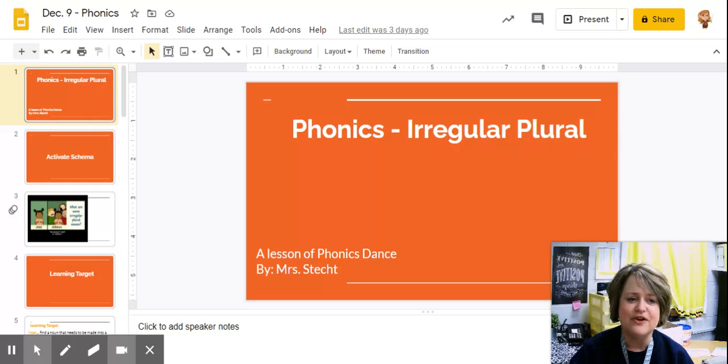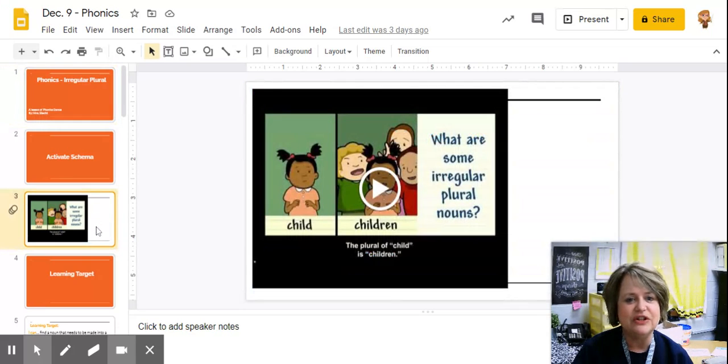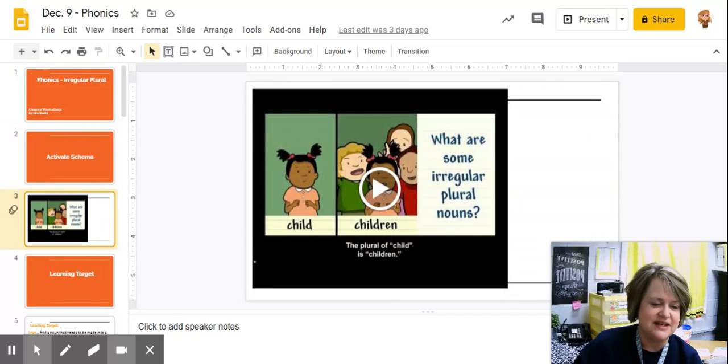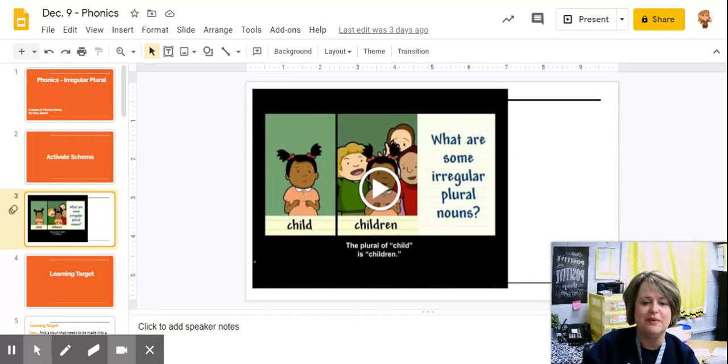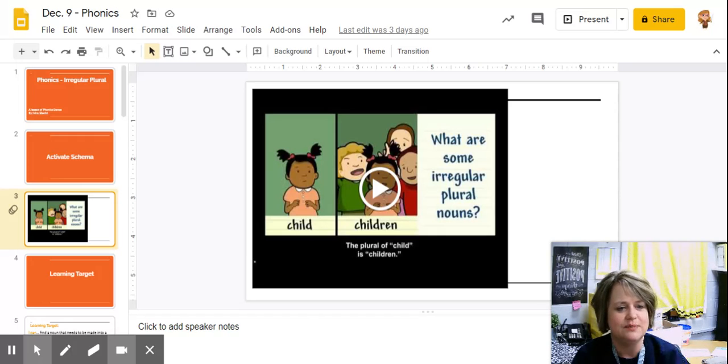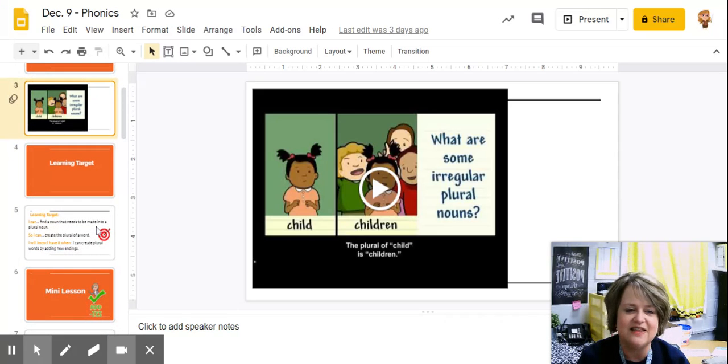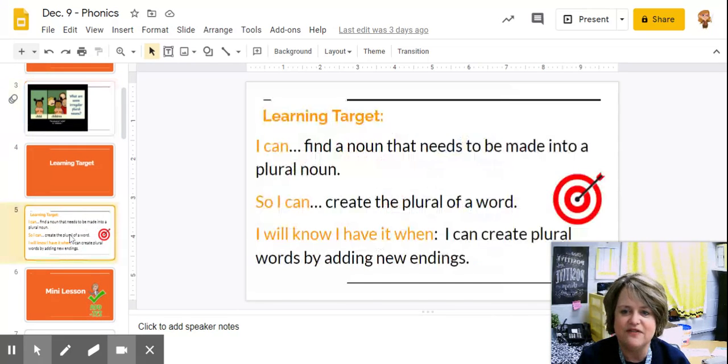Today, for your Activate Your Schema, I have included a video clip. It is in your list of things to look at in your Google Classroom, so make sure you pull that up. It's a little snippet of a Brain Pop Junior. You do not have to get into Brain Pop. It is already clipped for you, just this section about irregular plurals. So make sure you get in there and take a look at that video.